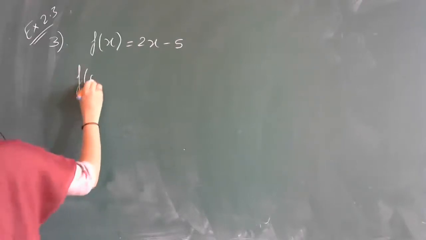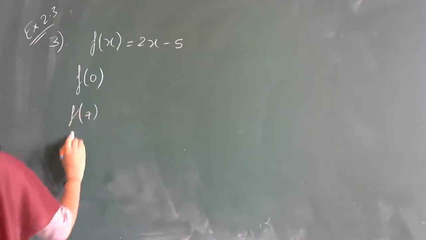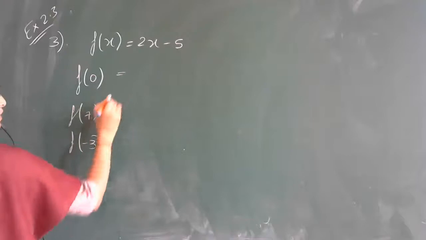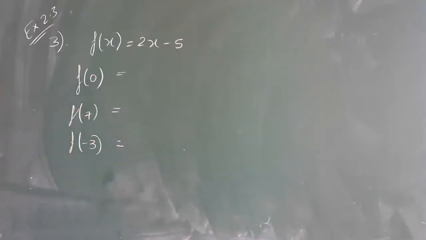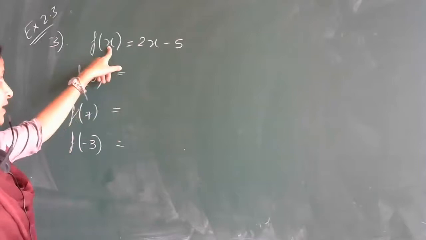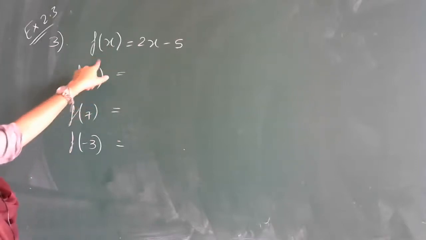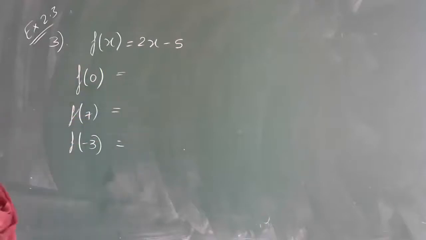Okay, now concentrate here on the third question. We have been given a function f which is defined like this, that is f of x is equals to 2x minus 5. We have to write down these values, f of 0, f of 7, f of minus 3. So how do we find these values, students? First, if we want to find f of 0, we have to put x is equals to 0. So in place of x, you have to substitute 0. Very good, Mohammed. So if you substitute 0 in place of x, what answer will you get? What is f of 0?